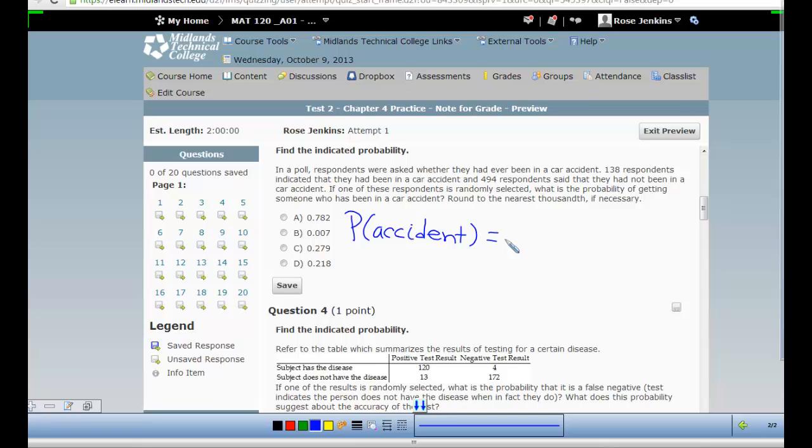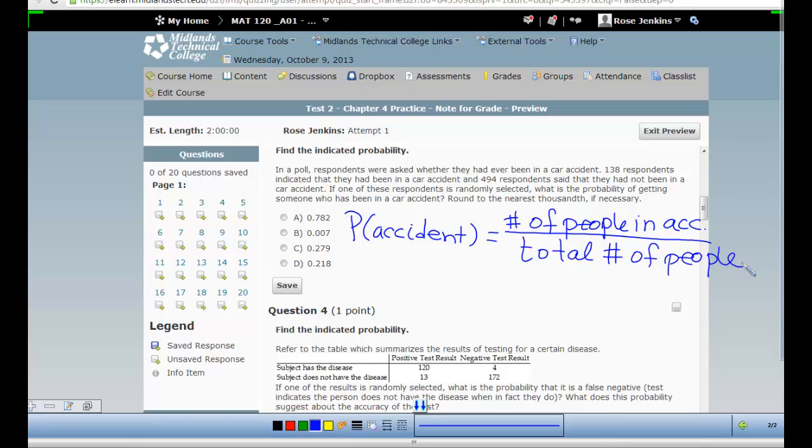It equals the number of people who've been in an accident, and we're going to divide that by the total number of people. This one really is what kind of probability? Not classical. Relative frequency. The formulas are essentially the same, but the source is different. These numbers come from observations or a poll, and it says a poll.